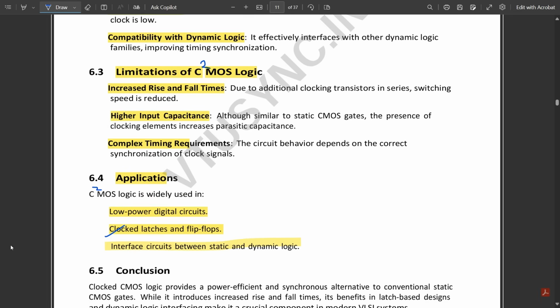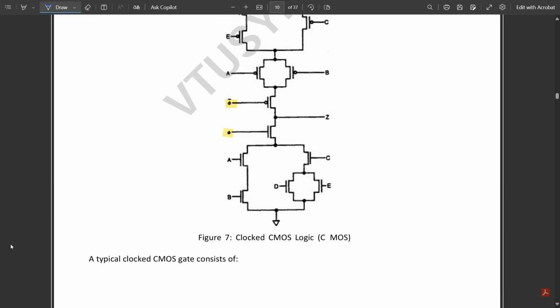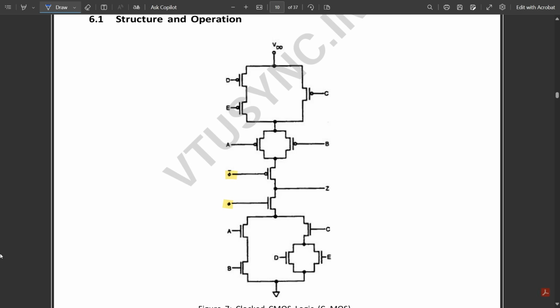Okay, so this was all, guys, about C square MOS logic. Nothing much. It is the same as the complementary CMOS, but one change is, as I have told you, in between the outputs you should be adding one PMOS and one NMOS transistor as the clock signals.